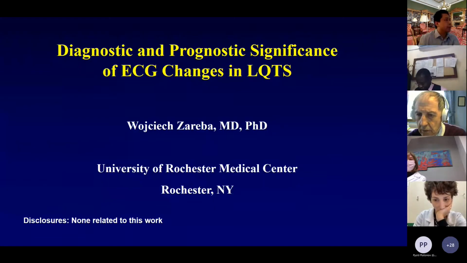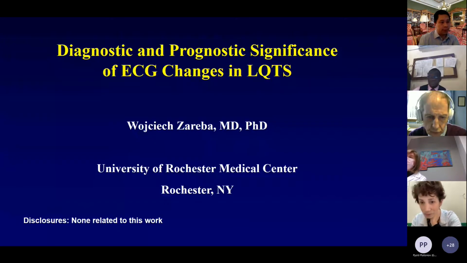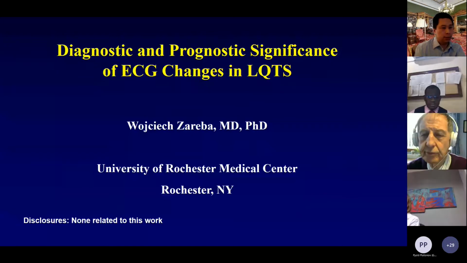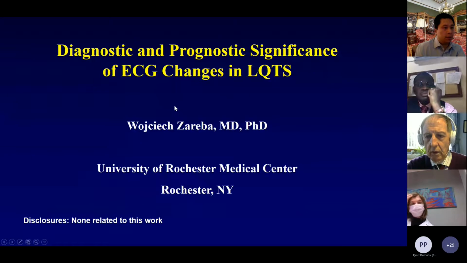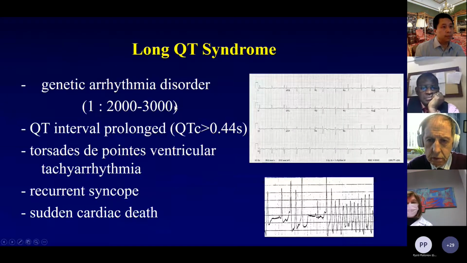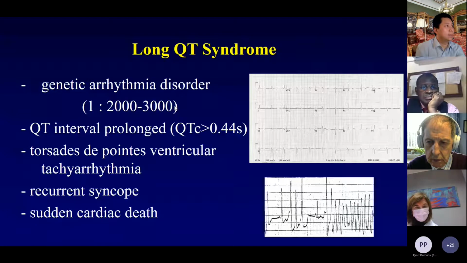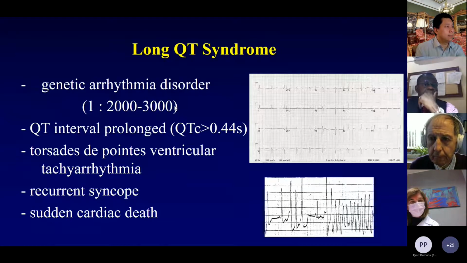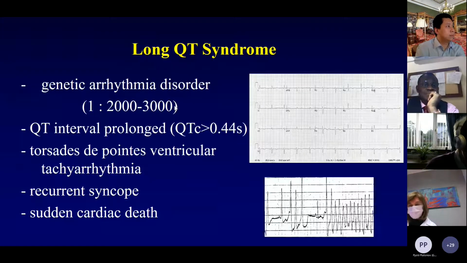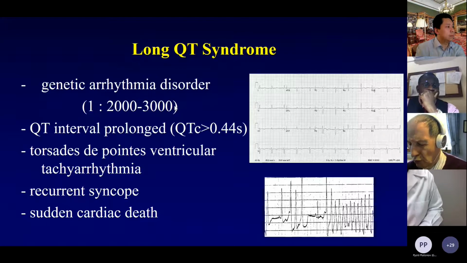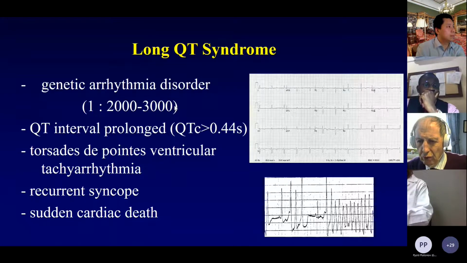It's my pleasure to participate in this webinar, focused on electrocardiology. I will be speaking about the diagnostic and prognostic significance of ECG changes in long QT syndrome. Long QT syndrome is a genetic arrhythmia disorder that occurs in about 1 in 2 to 3,000 people. It's characterized by QT prolongation, usually above 440 milliseconds. There is predisposition to torsade de pointes VT, recurrent syncope, and sudden death.